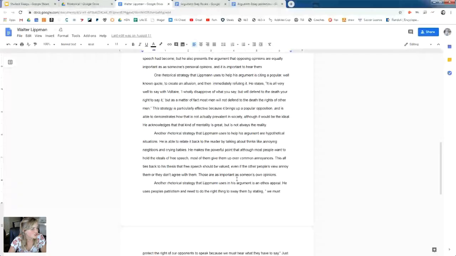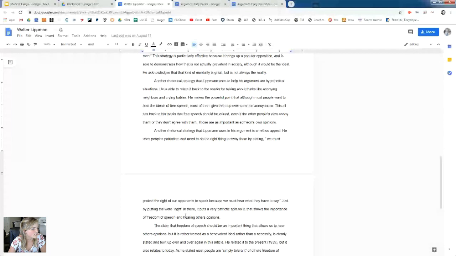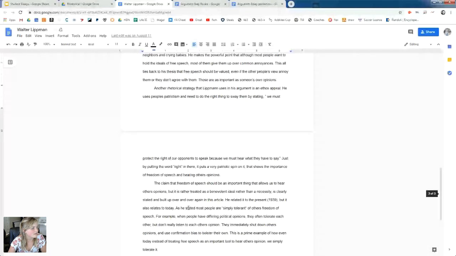Another rhetorical strategy that Lippmann uses in his argument is an ethos appeal. He uses people's patriotism and need to do the right thing to sway them by saying, "We must protect the right of our opponents to speak because we must hear what they have to say." Just putting the word right in there puts a very patriotic spin on it and shows the importance of freedom of speech and hearing others' opinions.